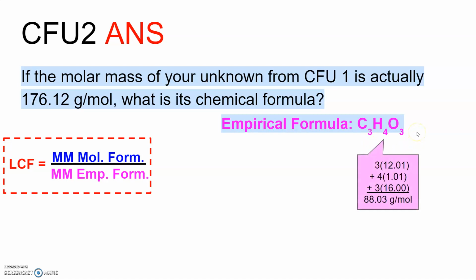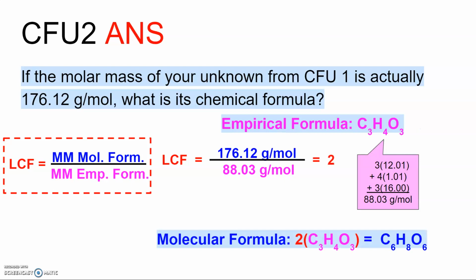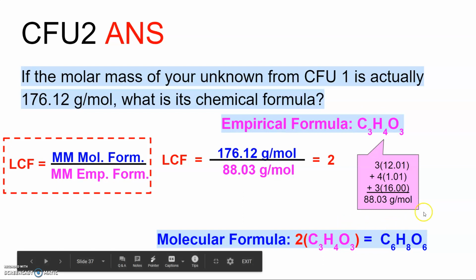Okay, so we're going to find the molar mass of our empirical formula. I divide the molar mass of the molecular formula by the empirical formula, and I get a least common factor of 2 here as well. Then I'm going to distribute that to the empirical formula, and now I get a molecular formula of C6H8O6.